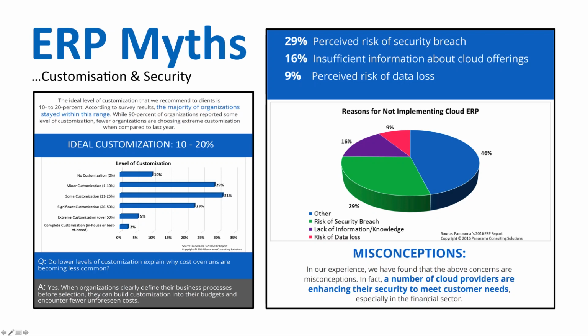Reasons for not implementing cloud ERP. Well, there's a risk of a security breach, a lack of information and knowledge about it, and the risk of data loss. But typically today's cloud solutions for ERP are very much grounded in security, as they have to be, because otherwise SAP would lose a lot of customers if they had a big data breach.